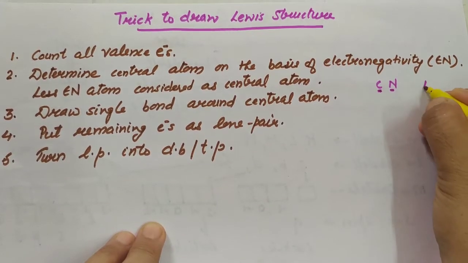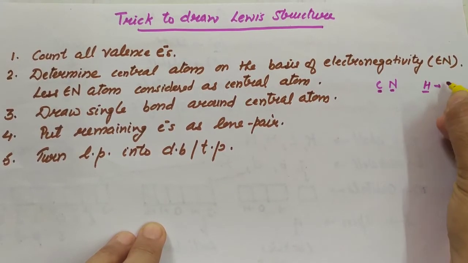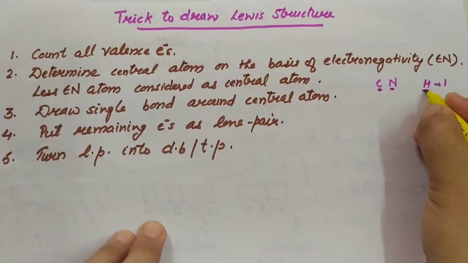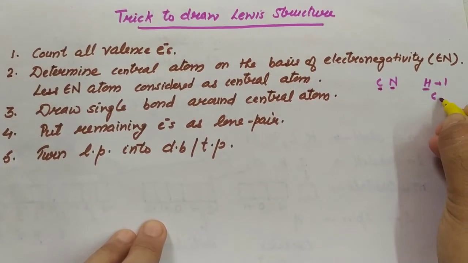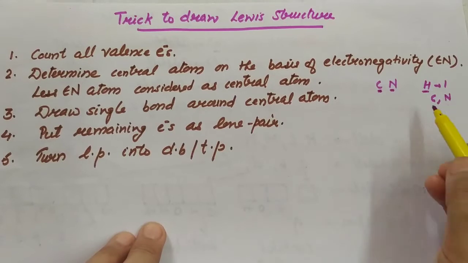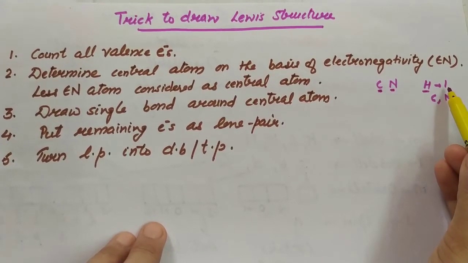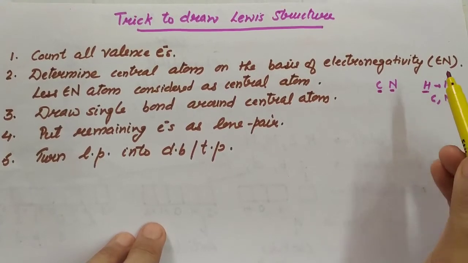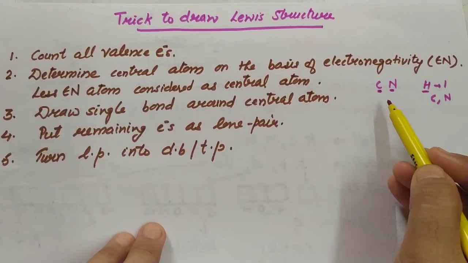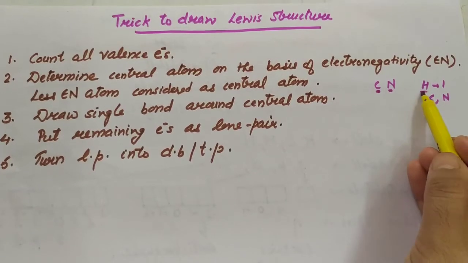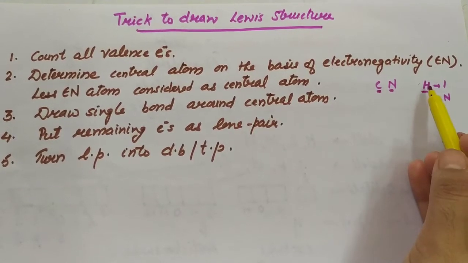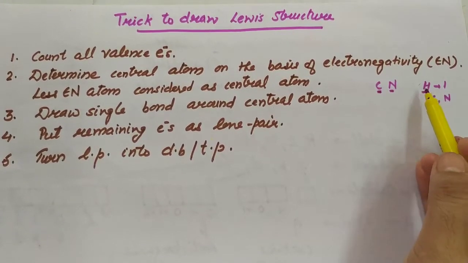But hydrogen has only one electron and it is less electronegative in comparison to carbon and nitrogen, but it is not taken as a central atom. Why is it not taken as a central atom? Because it forms only one bond with the other atom. So this is the exceptional case. Hydrogen is not taken as a central atom.